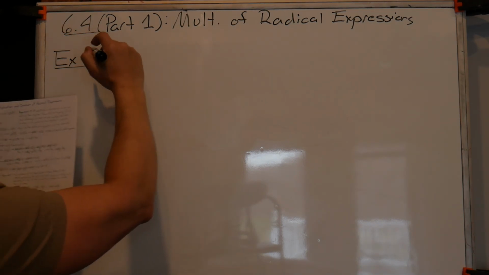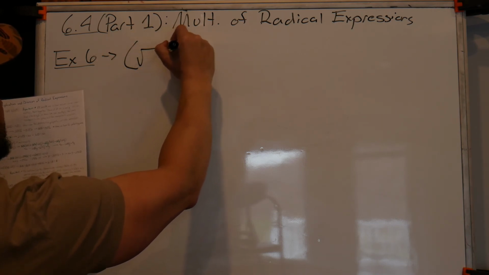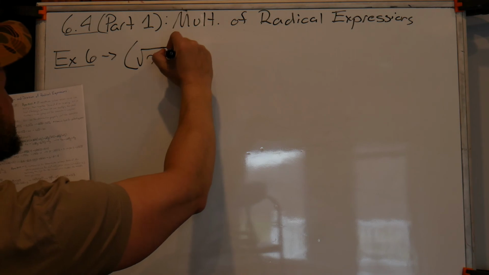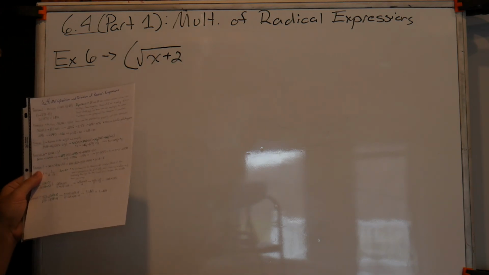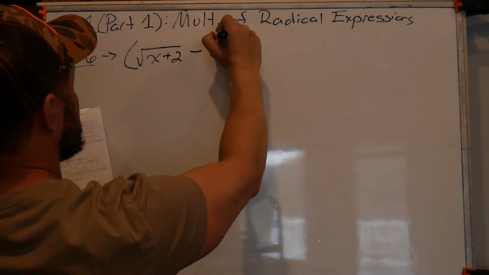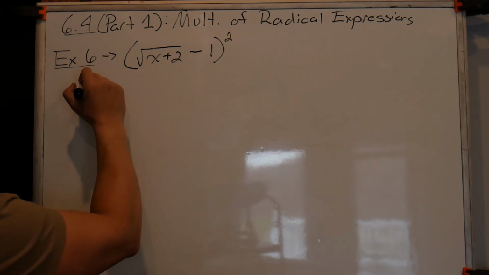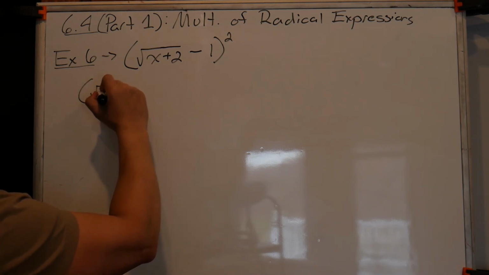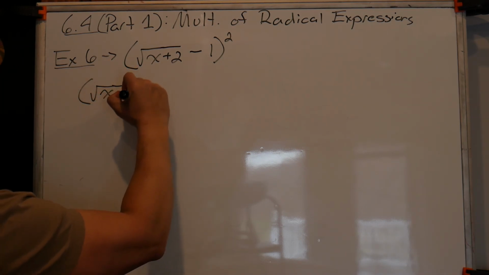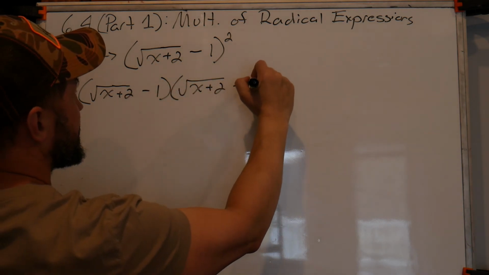We'll do example 6, which gives us something similar to example 5, only they're giving us a bigger quantity here under our radical, and then a whole number here. Still doesn't change the way we set it up. So what we have again is square root of x plus 2 minus 1 times square root of x plus 2 minus 1.